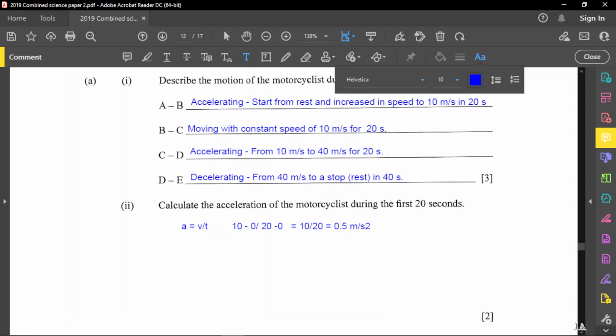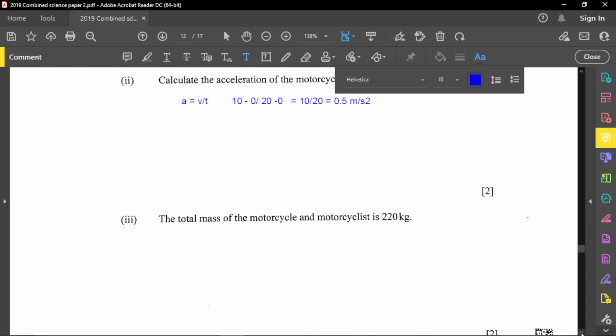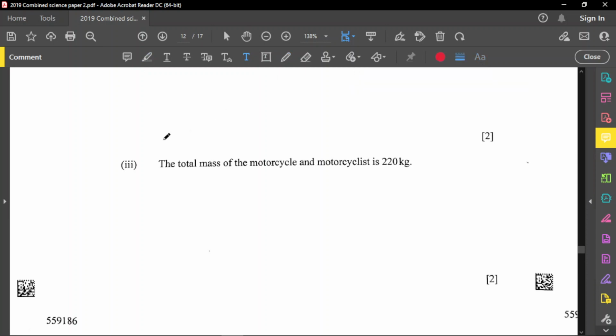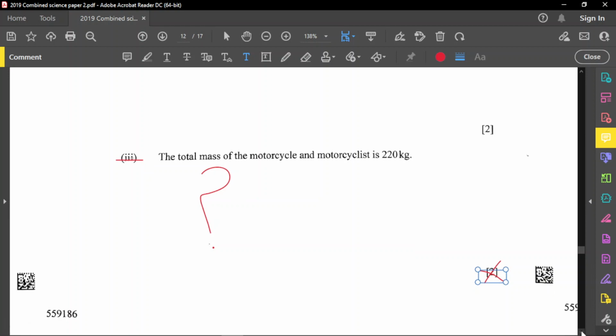It's velocity over time. All right, so for part 3 now, the total mass of the motorcycle and the motorcyclist is 220 kilograms. All right, so this is not a question at all. This was a statement. This must be a typo. They actually want to do something from this. So you gain these 2 marks in the examination because this is not a question. It's a statement that the motorcycle and the rider is 220 kilograms. Let's go to the next question to see exactly what is being asked. So that's a typo there for the examination, and in this case, you get the marks for that part.